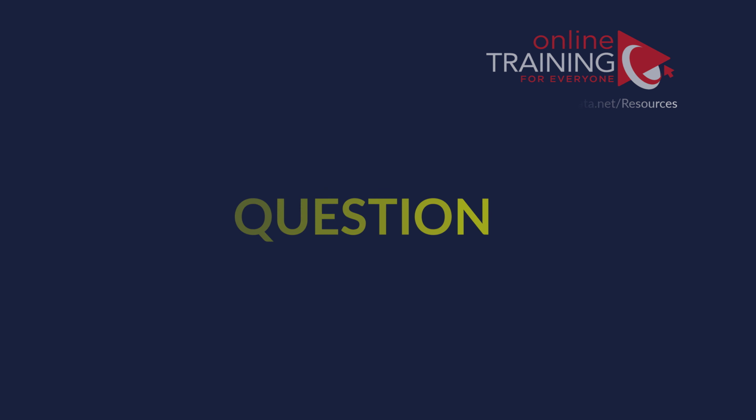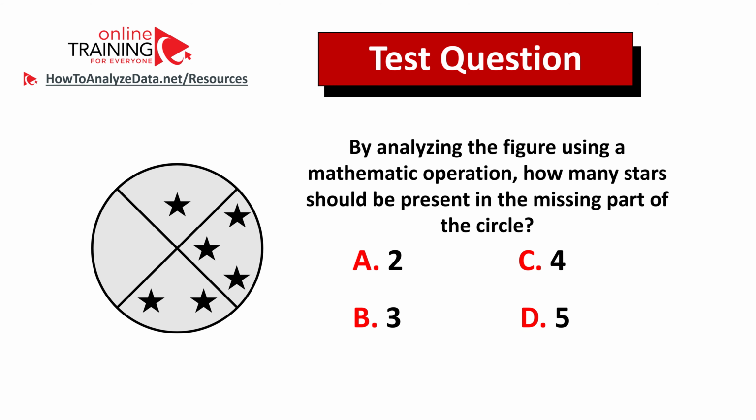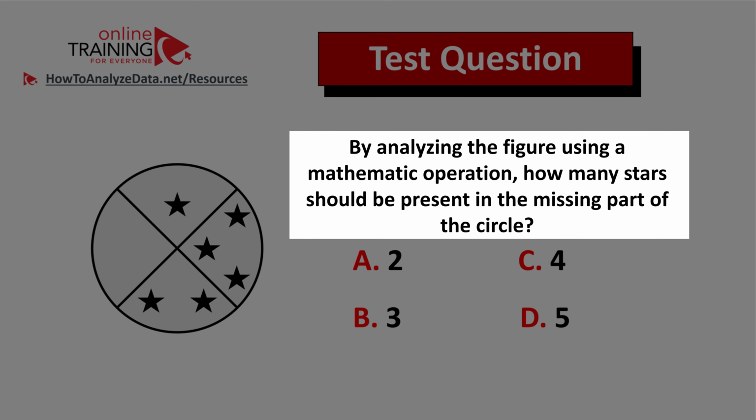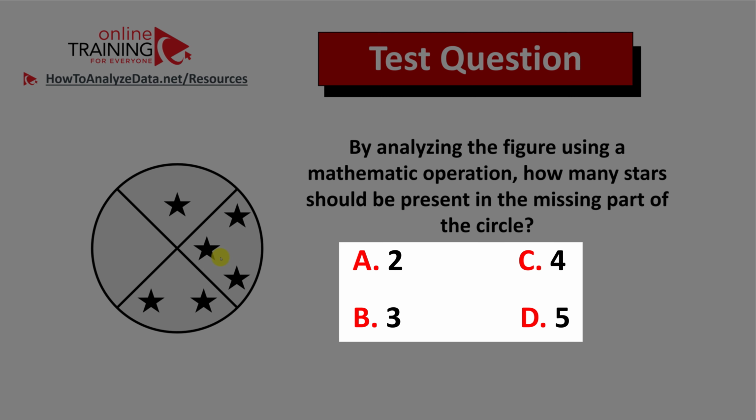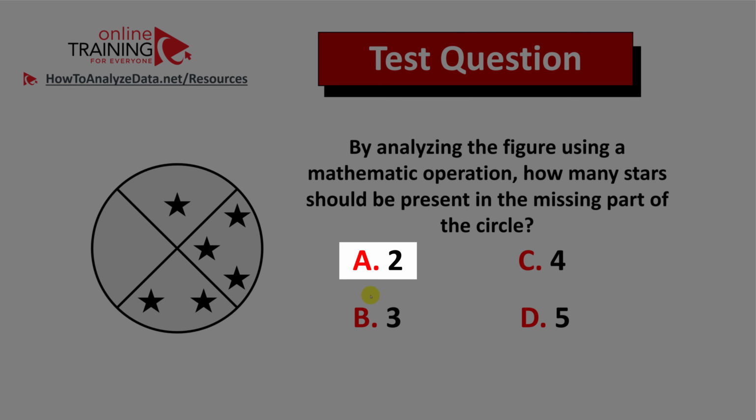Let's look at the tricky question, which tests your knowledge of reasoning as well as math skills. Here's the question. By analyzing the figure using a mathematical operation, how many stars should be present in the missing part of the circle? And you have a circle broken down into 4 equal parts. 3 parts of the circle already have stars, and they have 1, 2, and then 3 stars. And you have 4 different choices. Choice A, 2, choice B, 3, choice C, 4, and choice D, 5.